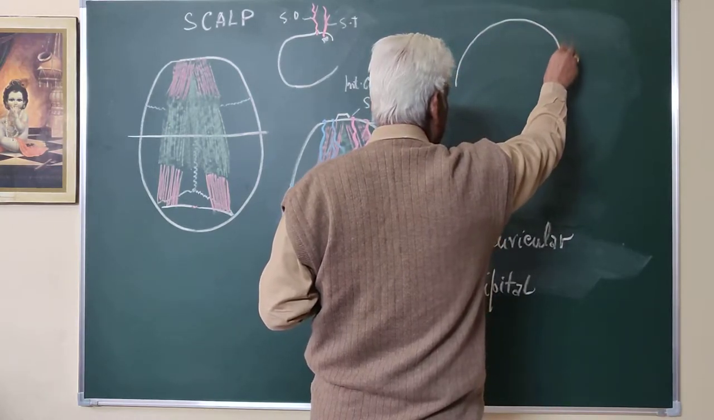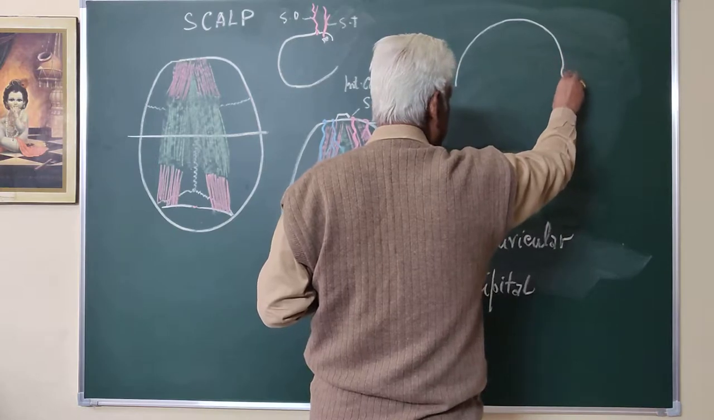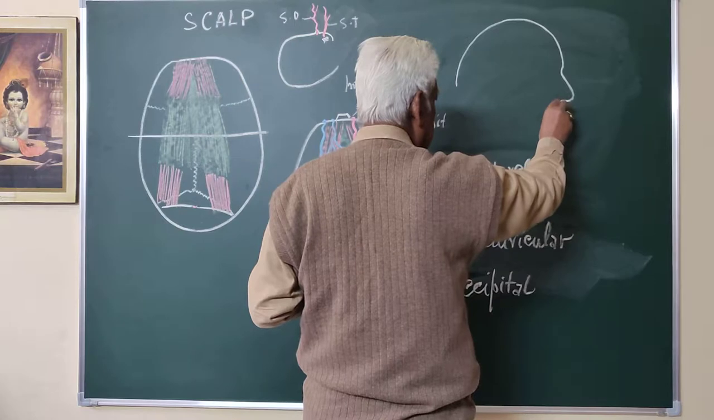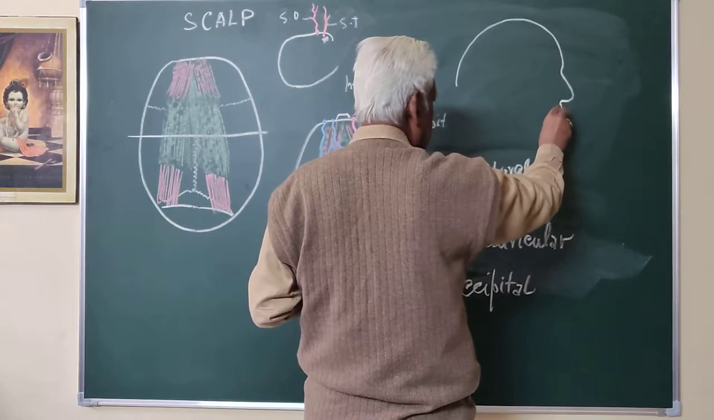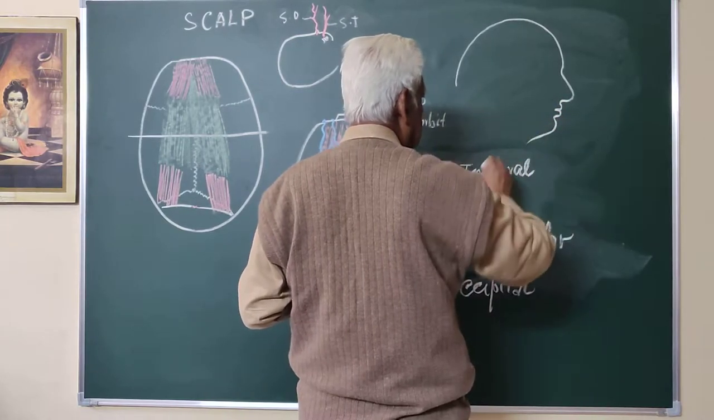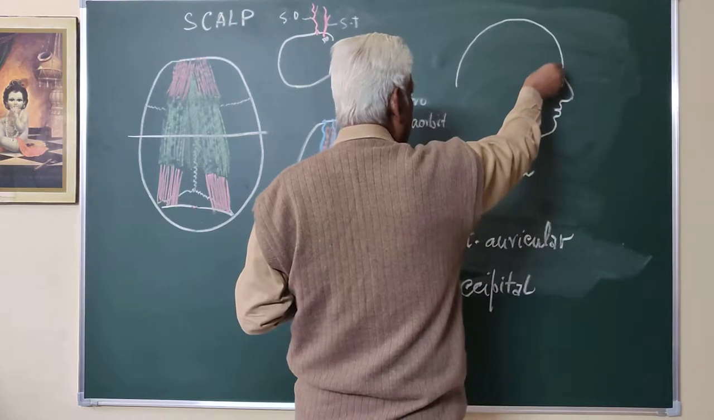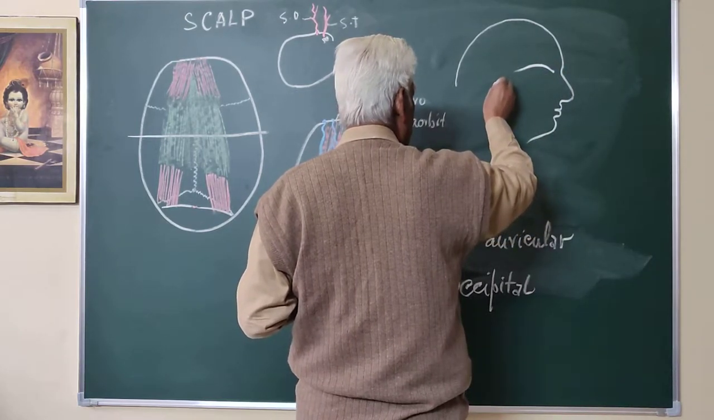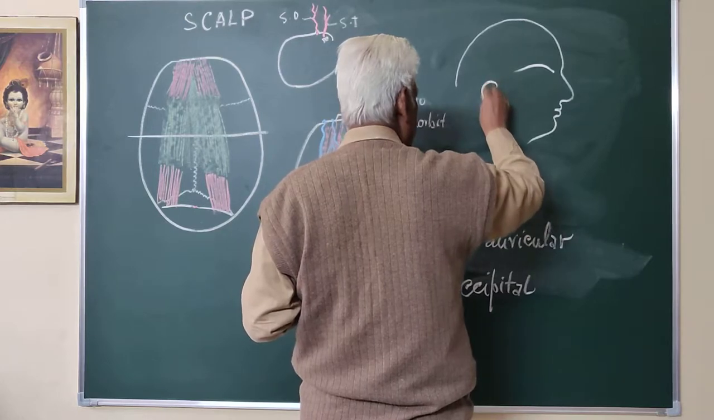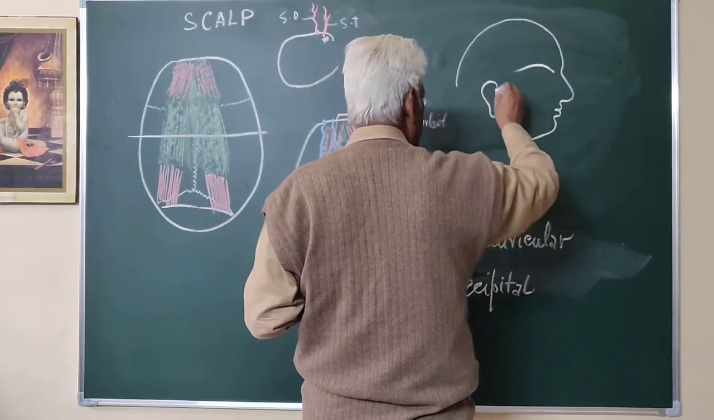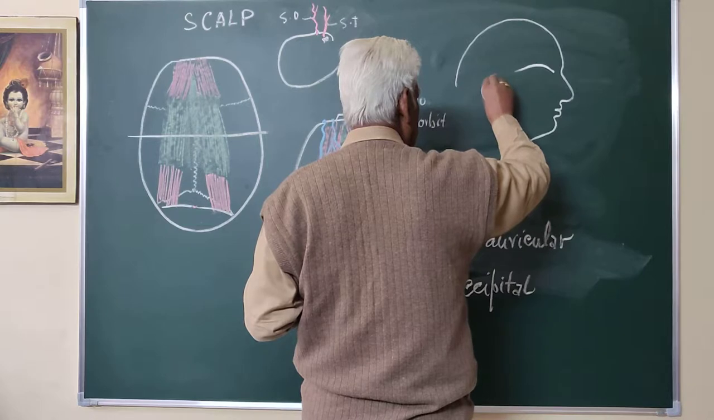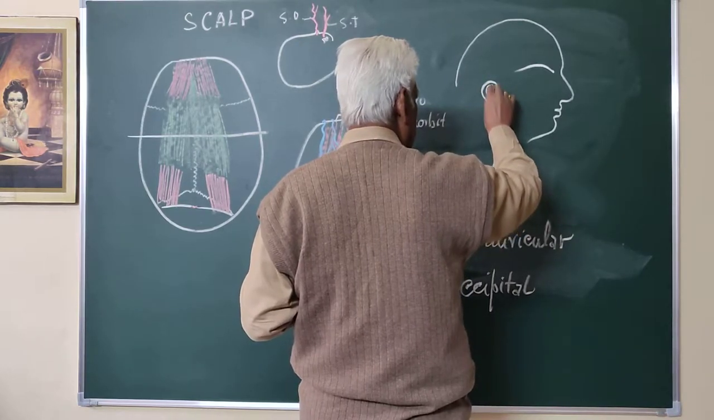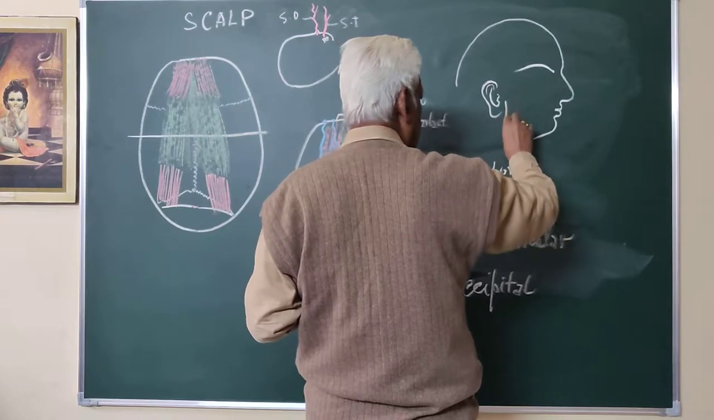Drawing a side view of the face. Here are the eyebrows. Here is the auricle, external ear, pinna part. Here is the lower jaw.